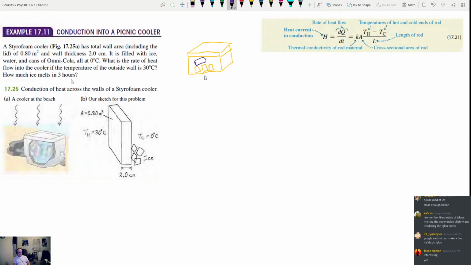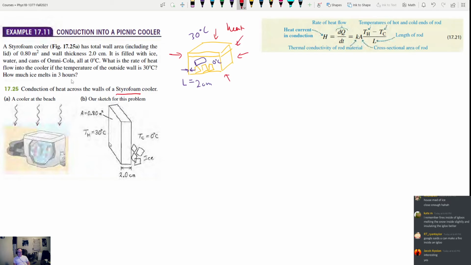And what we want to figure out is if it's 30 degrees out here and it's 0 degrees in here, and I tell you the thickness of the walls, which we're going to call L, is equal to 2 centimeters, we want to figure out the heat transfer rate into the cooler. Because, say you're out at the beach, as it appears is what's going on in this picture right here, there's going to be heat flow directly into the cooler because it's colder, right? However, it's made of styrofoam, so that heat flow is not going to be super fast. So let's figure out exactly what that's going to be.